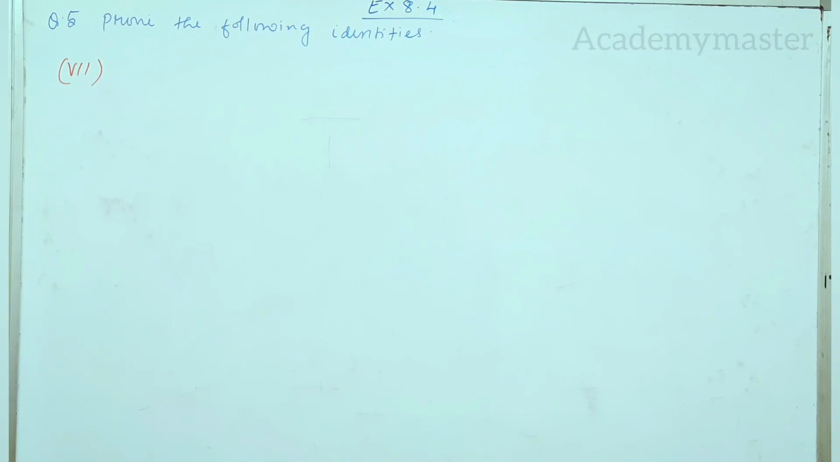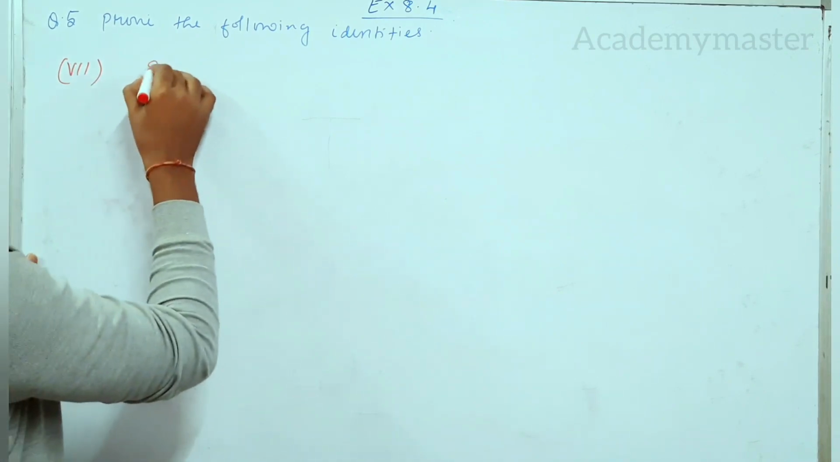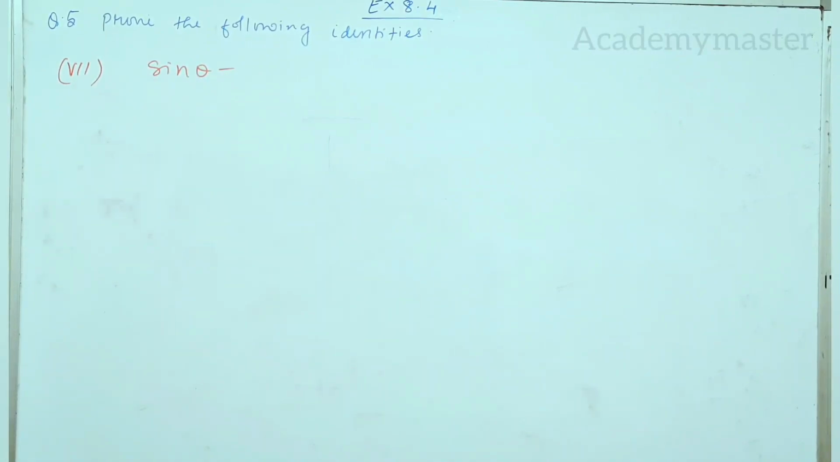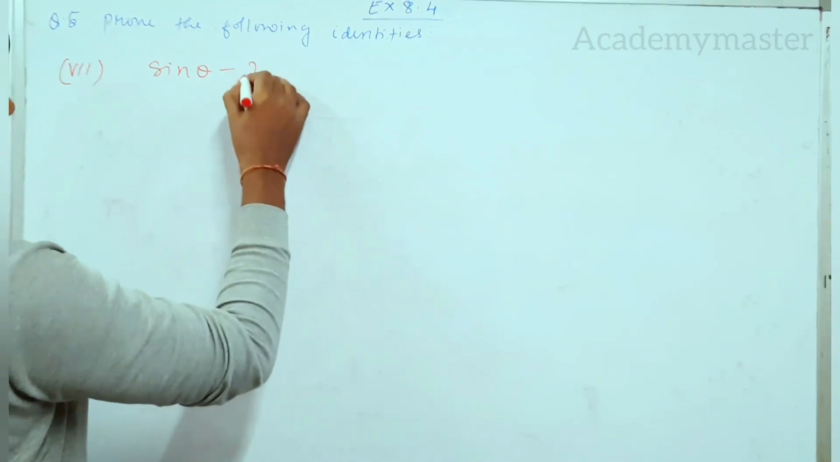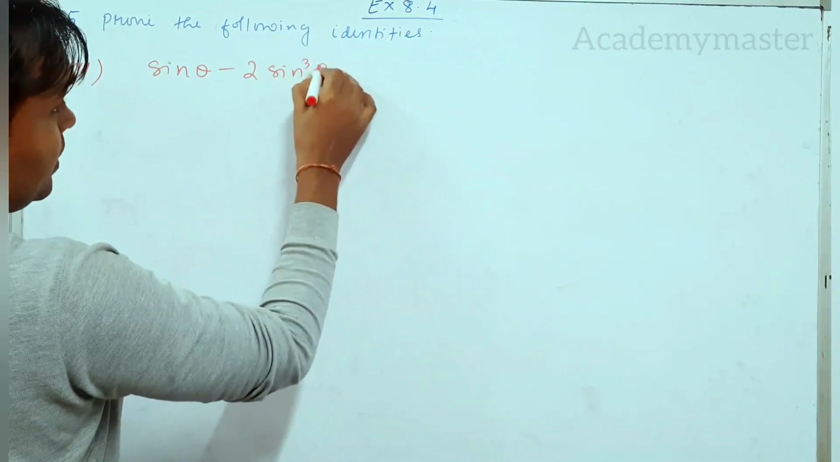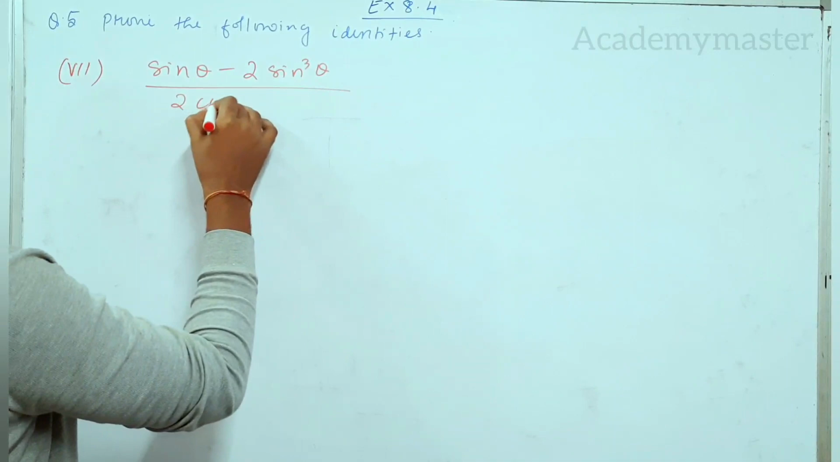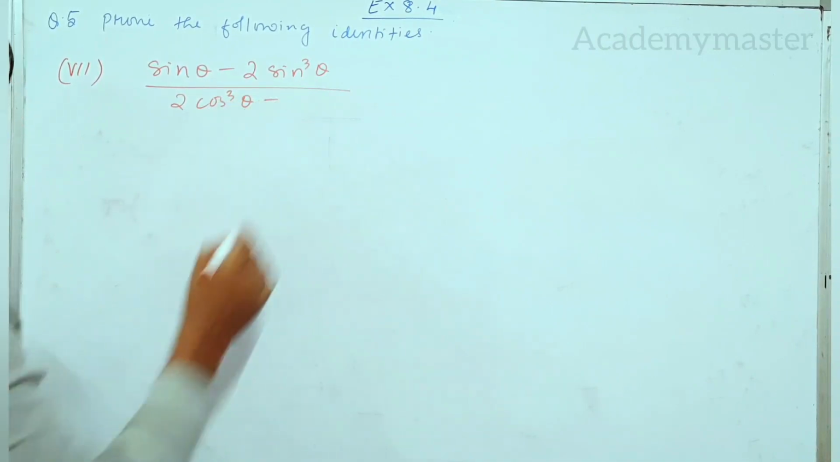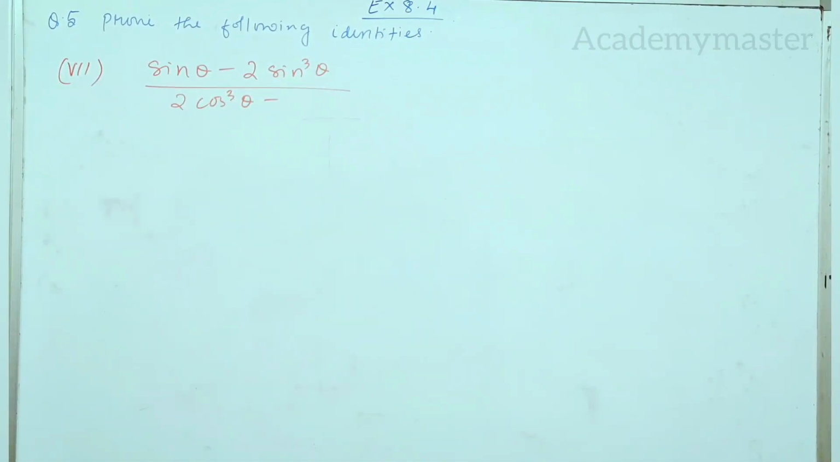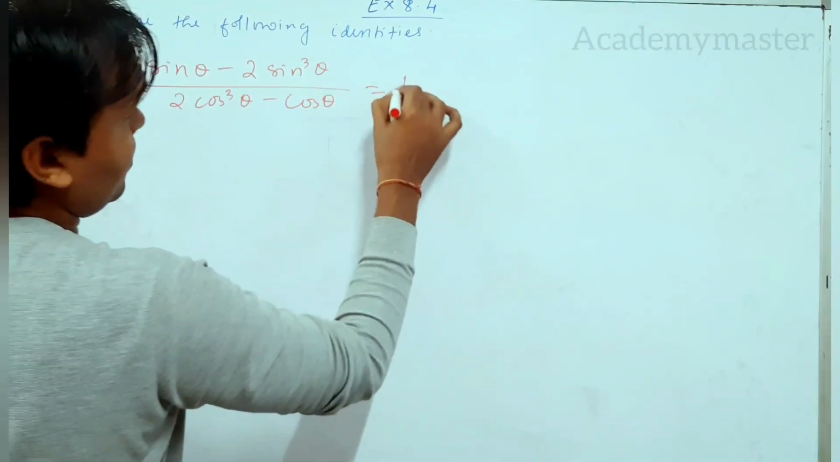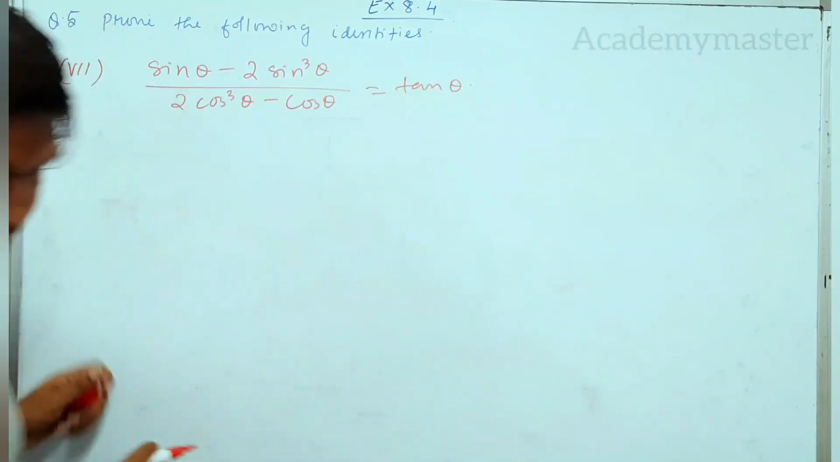So question number 7 is sine theta minus 2 sine cube theta, divided by 2 cos cube theta minus cos theta, equals tan theta. We have to prove.